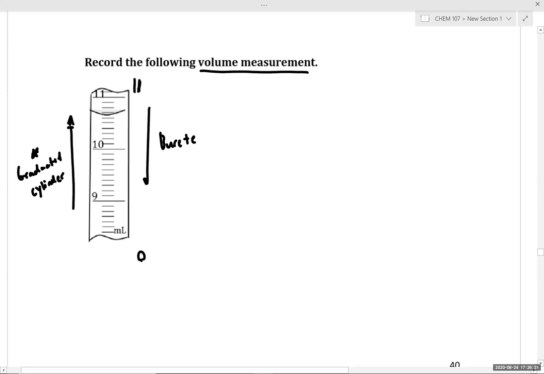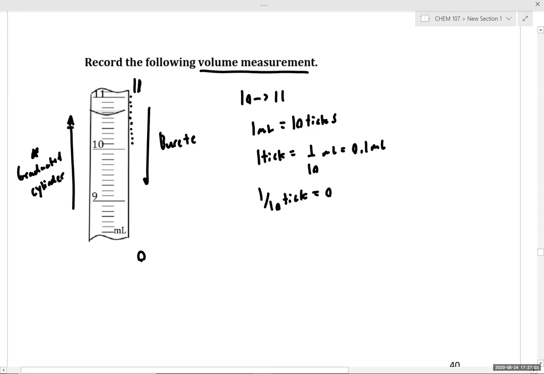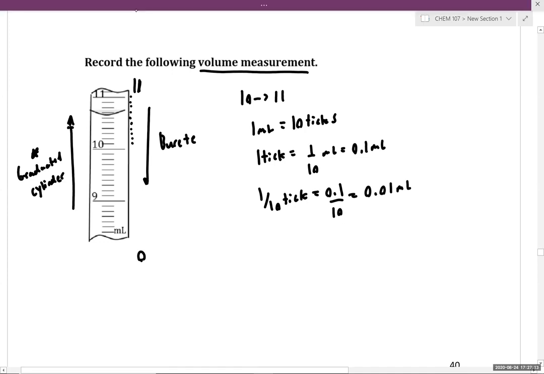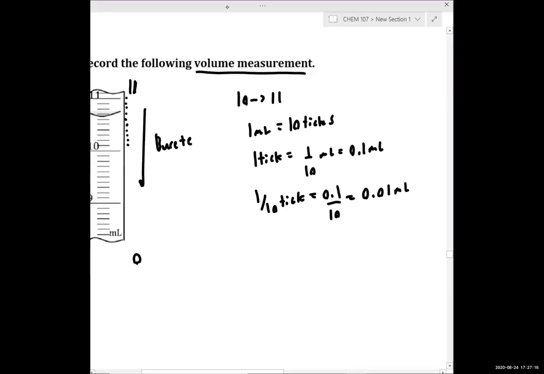So then, let's now figure out the value of a tick. To go from 10 to 11, which is 1 milliliter, it takes us 1, 2, 3, 4, 5, 6, 7, 8, 9, 10. 1 milliliter takes us 10 ticks. So then 1 tick is equal to 1/10 of a mil, which is 0.1 milliliters. While we're here, let's figure out the value of 1/10 of a tick, which is 0.1 over 10, which gives us 0.01 milliliters.